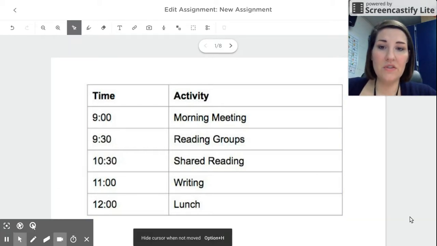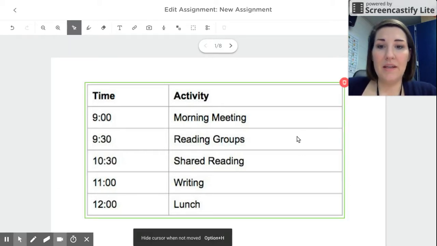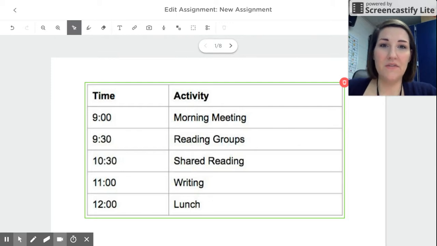So you can see on the screen that I have an example of a schedule. This is kind of similar to our schedule, but not quite the same as ours. You'll notice that there is the time over on the left side listed like you would see on a digital clock, and then the activity that we would have at that time directly across from it on the right-hand side. So I can see on this schedule that at 9 o'clock we have our morning meeting.